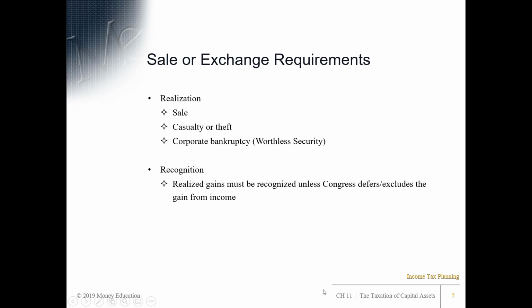Talking about the sale or exchange requirements. We talked about realization. There's a difference between realization and recognition. Realization is when the sale occurs. You don't realize a gain or loss until the actual sale occurs, or the casualty or theft happens, or corporate bankruptcy, which is a worthless security. But when you recognize the gains, realized gains must be recognized unless Congress defers or excludes the gain from income.